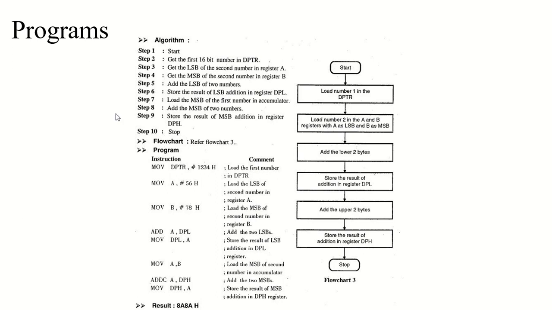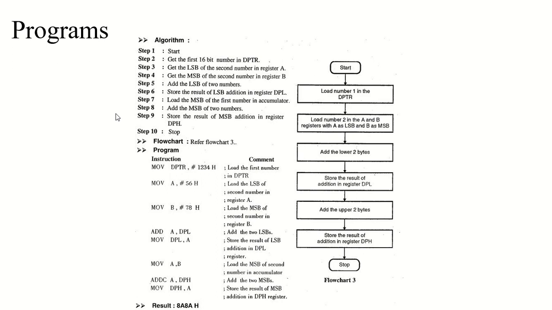And if you remember correctly, whenever we perform any arithmetic operation, the result will always be stored where? In the accumulator. So the result is already stored in the accumulator and you have to move it from accumulator to data pointer. For that, what instruction are we going to use? Again the move instruction. We are going to use MOV DPL comma A because we want to move it from accumulator to DPL. So MOV DPL comma A will store the result of the LSB addition in the DPL register.